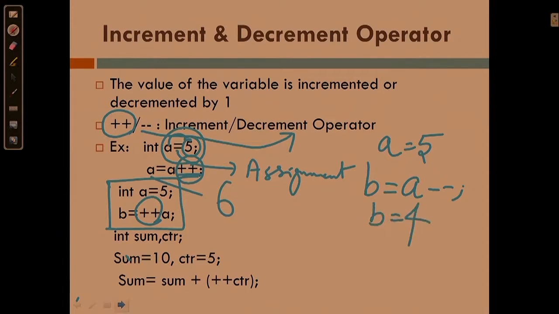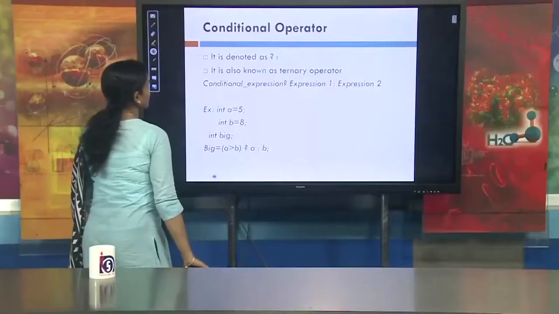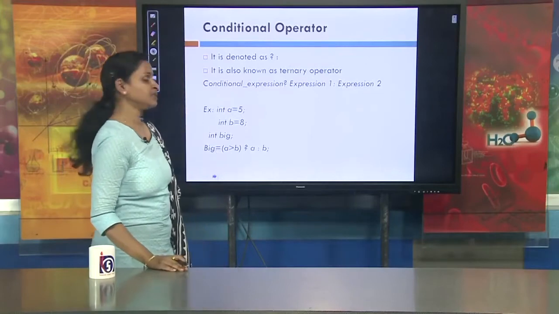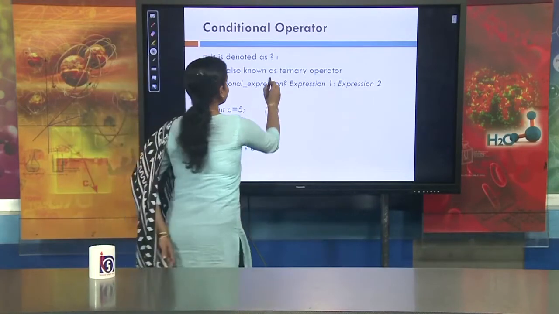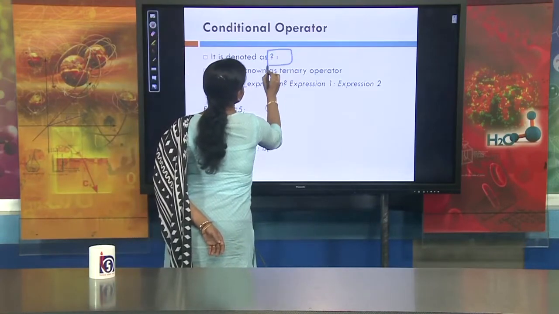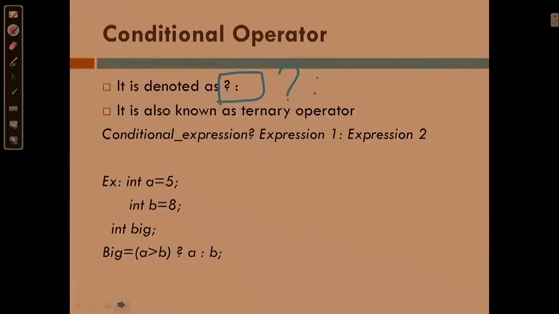This is the way to use the increment and decrement operators. So, moving to the next, we will discuss now the conditional operator. The conditional operator is denoted by a question mark and a colon. Question mark and we have to use the colon. This is the representation of the conditional operator. It is also known as the ternary operator.